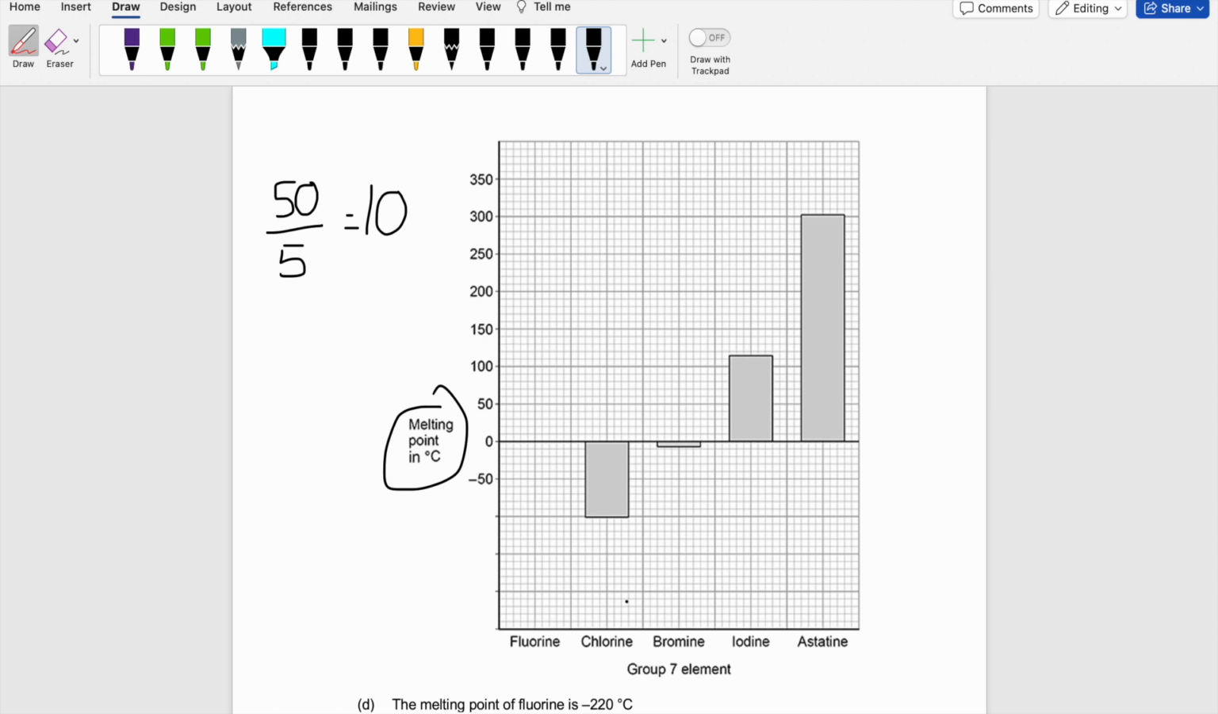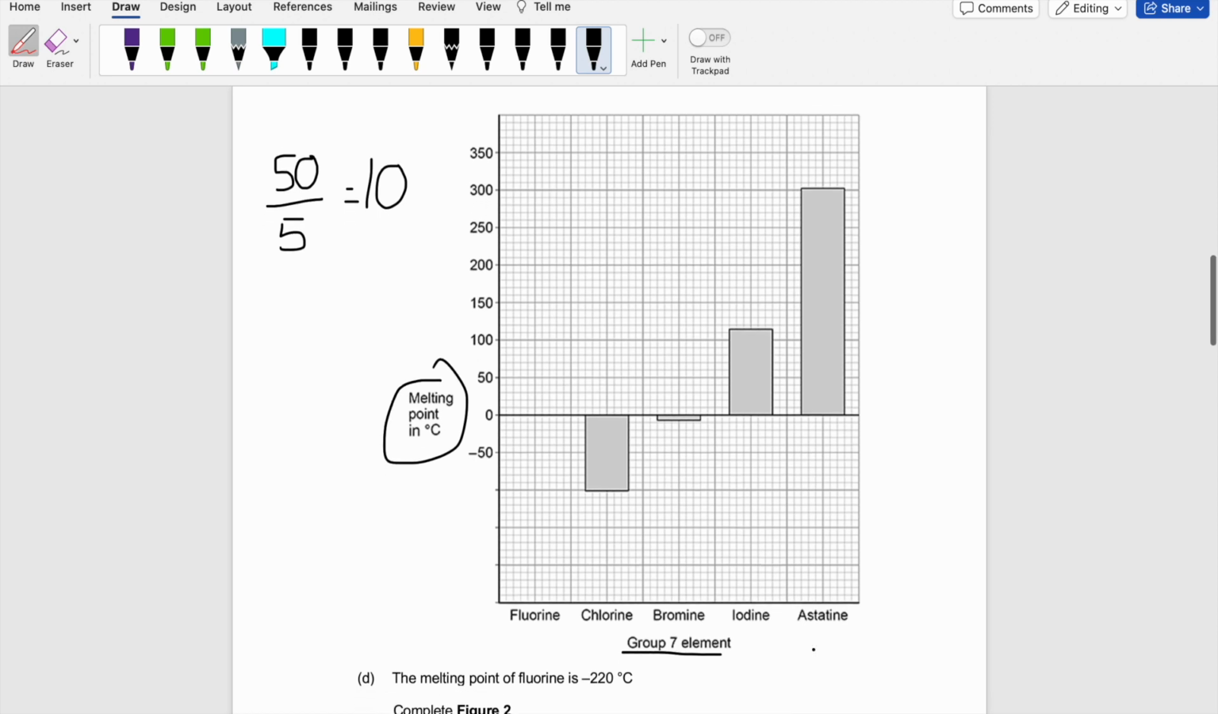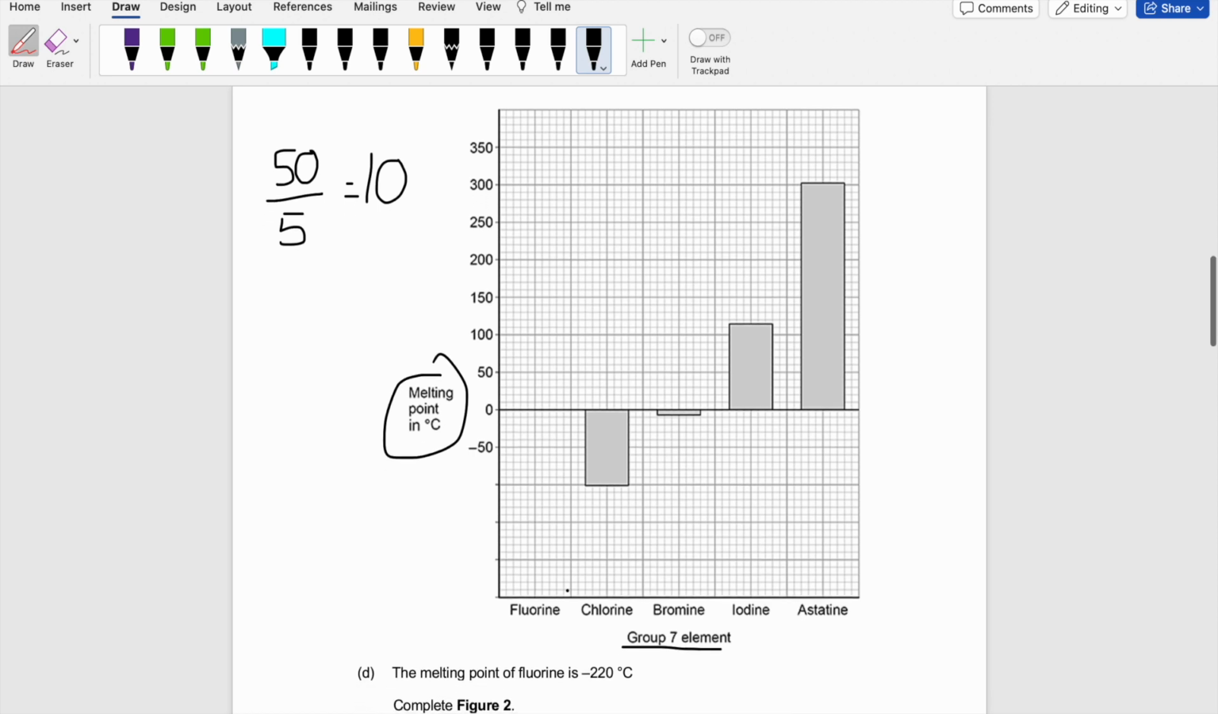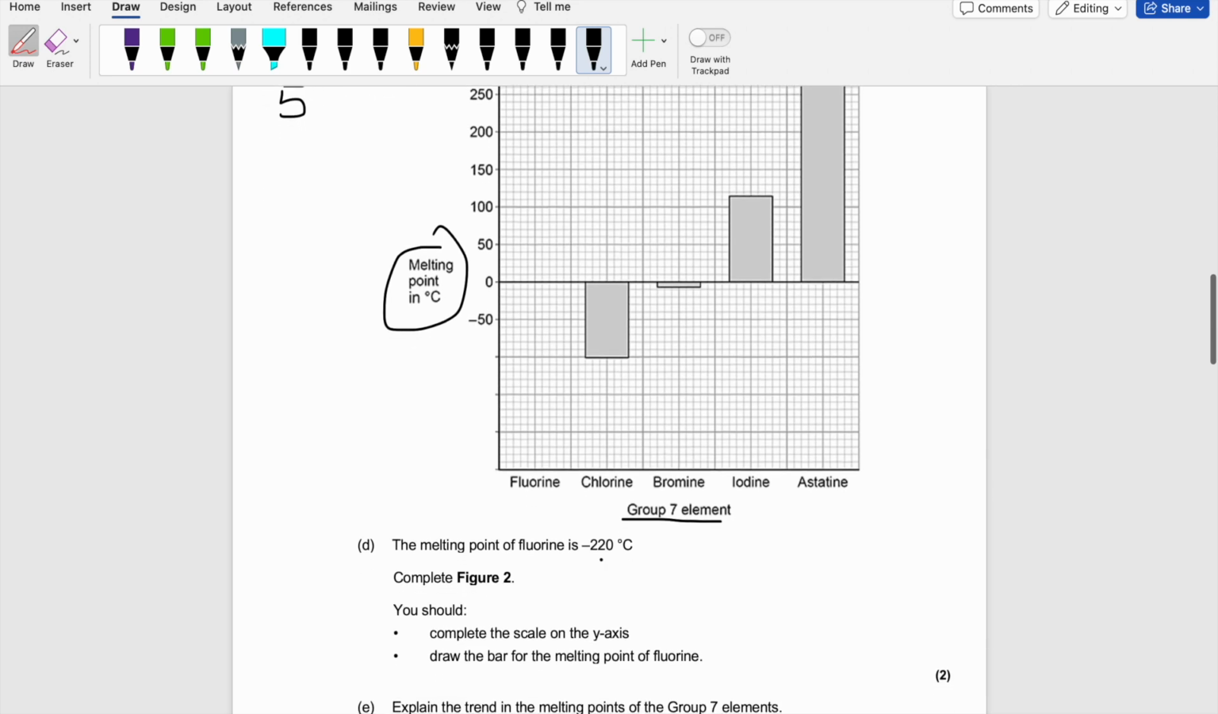We can see that as we go along this x-axis here, we've got the group 7 elements. We've got fluorine, which is at the top of group 7, then chlorine just after, bromine underneath that, iodine underneath that, and astatine at the bottom. So we've got group 7 elements from the top to the bottom going across this x-axis. It says the melting point of fluorine is minus 220 degrees.